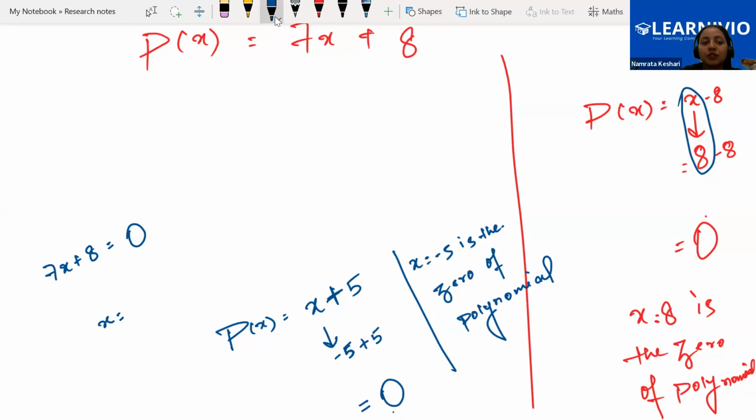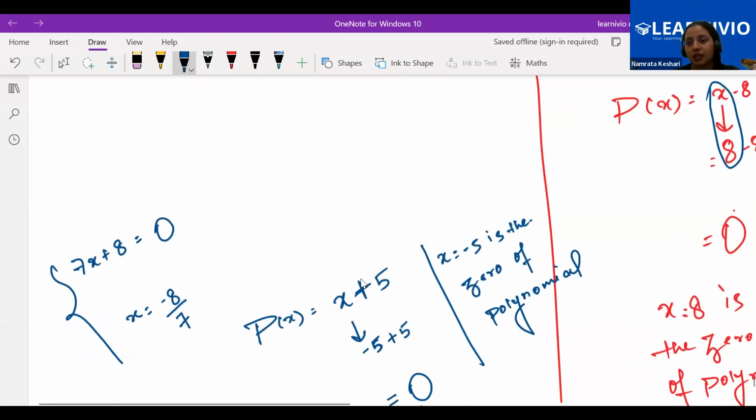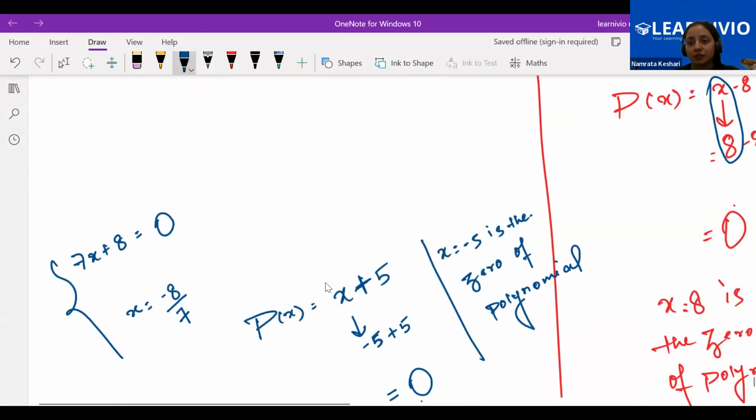Can you tell me what will be the value of x when we solve this equation, 7x + 8 = 0? Yes, -8/7. X value we are going to get is -8/7. Yes, Ferdous, you are also getting the same. Junaid, are you getting the same?